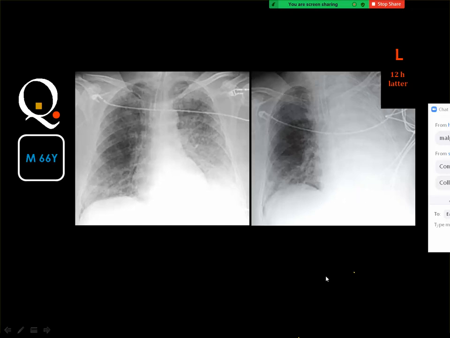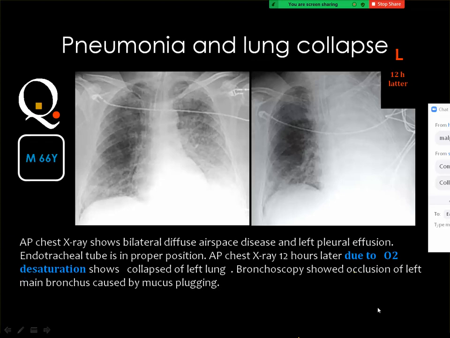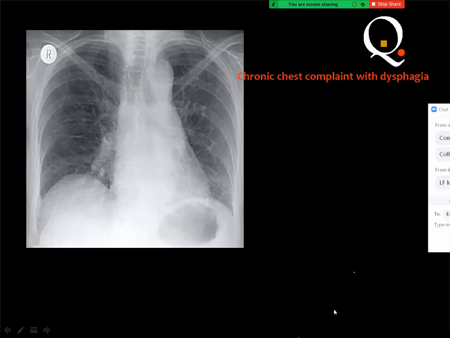This is right, it's complete collapse, and whenever this collapse occurs in hours and resolves in hours also, you consider mucus plug. And this is important in intensive care patients, and you got some mucus plugging of one of the main stem bronchi, and this will result in collapse, and this will resolve after resolution of the plug. Then this patient had a chronic chest complaint with dysphagia.